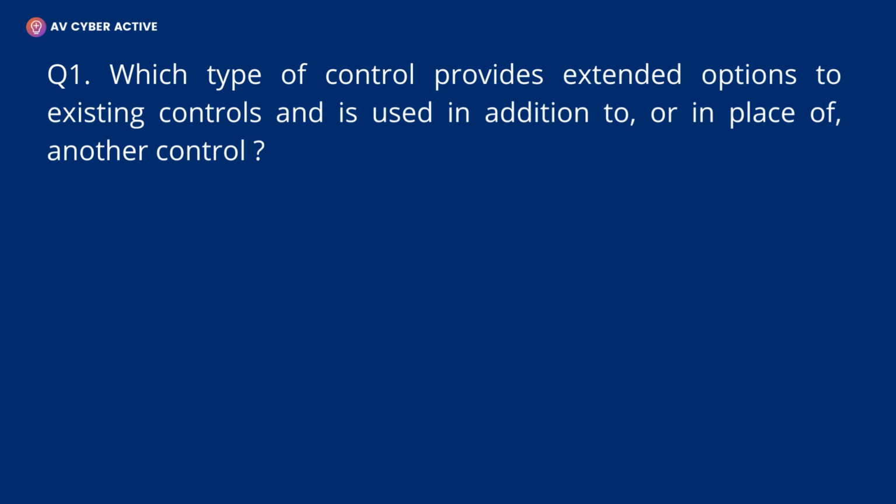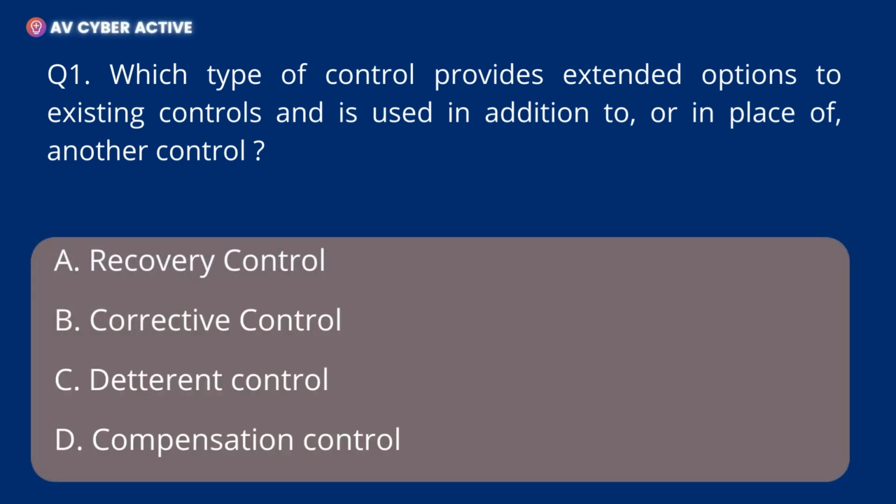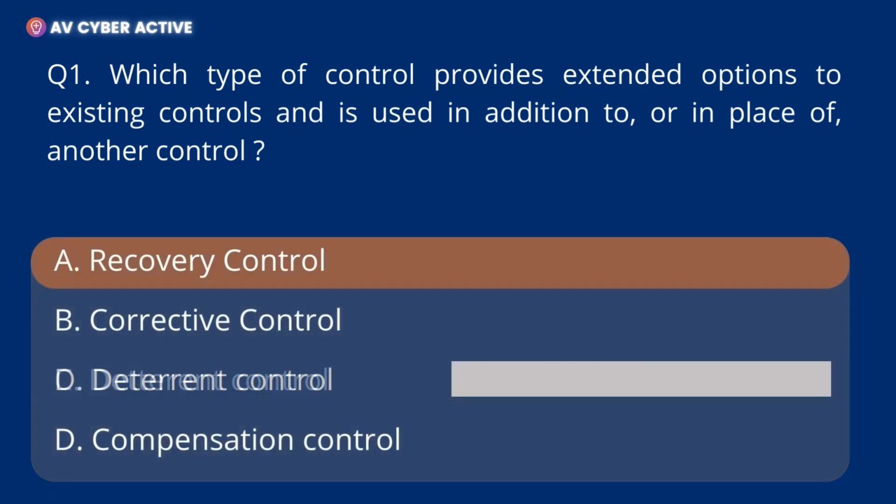Okay. You can pause the video when you see the answers, go through the options, and then resume the video. We'll go from there. Okay, let's look at options. Option number A, recovery control. Option number B, corrective control. Option C, deterrent control. And option D, compensation control. Let's go through them one by one, shall we?